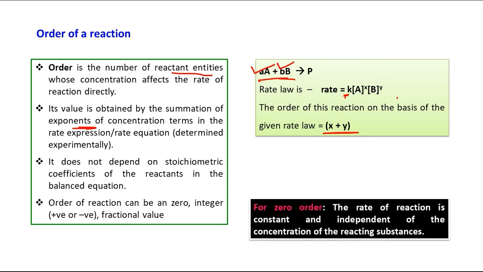So when we have any zero order reaction, what does it mean? Now this value of x and y will be 0. When these exponent terms are 0, that means the rate will be constant. So for a zero order reaction, the rate of reaction is constant and independent of the concentration of the reacting species. Individually it may be that x is 0, in that case you will say it is zero order with respect to A, or it may be that the summation is 0, so that is overall zero order. So the rate of reaction is constant and independent of the concentration of the reacting substance.